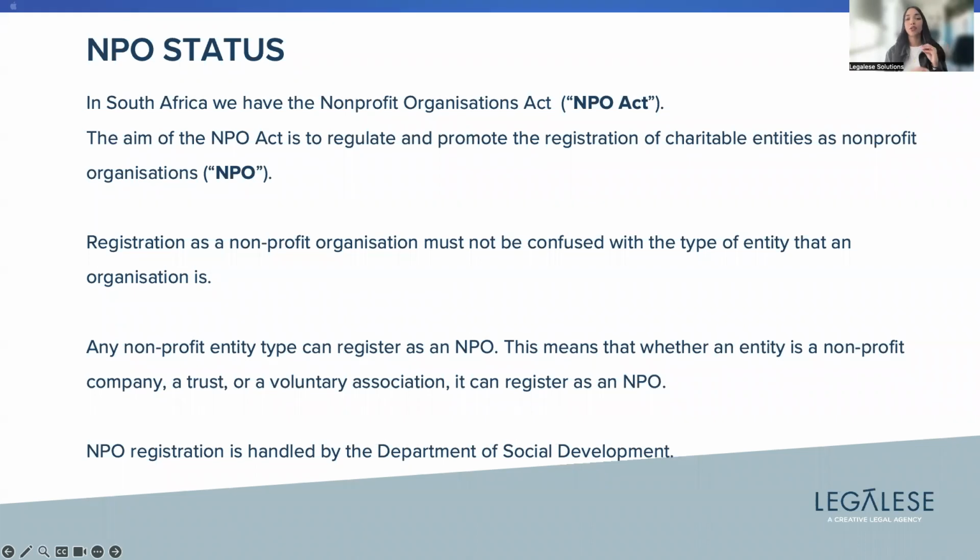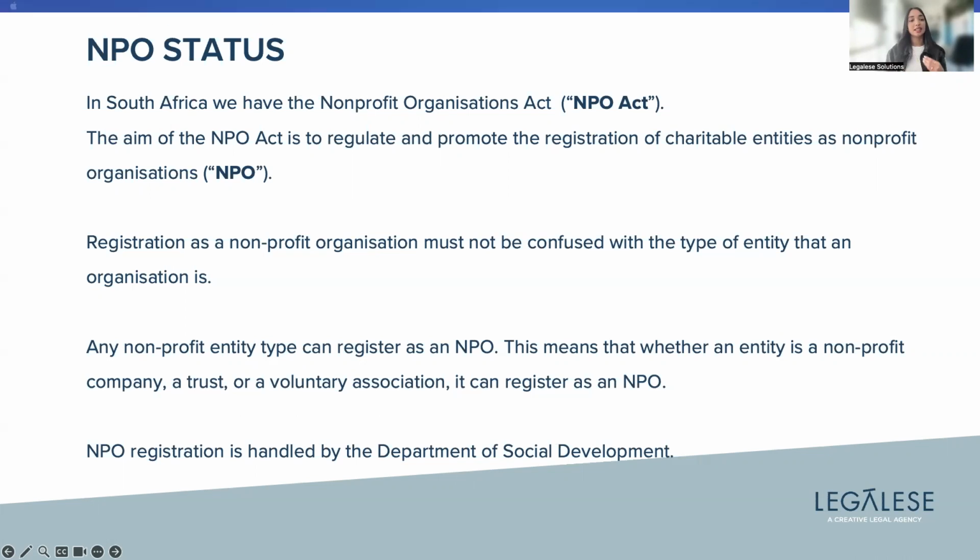Any philanthropic entity can register as an NPO. That means that whether the entity is a nonprofit company, as we discussed earlier, registered under the Companies Act, whether it is a trust administered by the Master's Office, or whether it is a voluntary association, which is a collection of people founded by a constitution, they can all register as an NPO. As long as you undertake a charitable or philanthropic purpose or activity, you may register as an NPO.